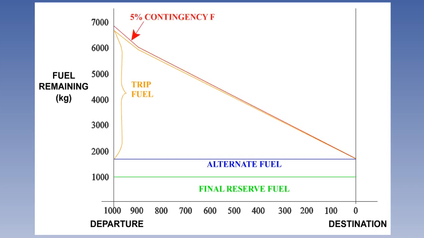Contingency fuel is 5% of trip fuel at the start, reducing to 0 at the destination. Takeoff fuel is therefore 6950 kilograms.